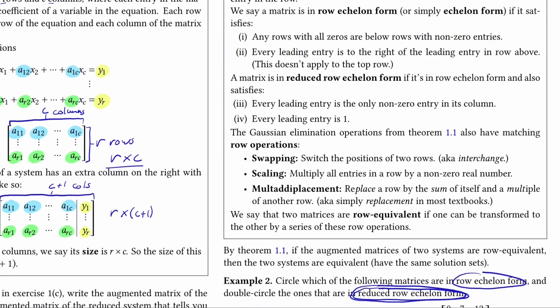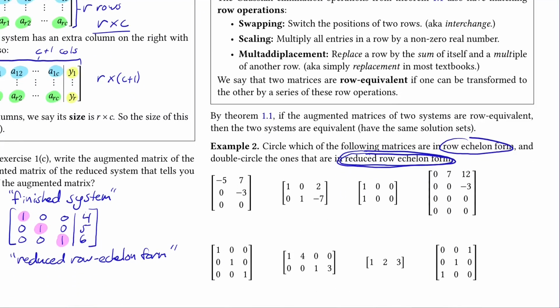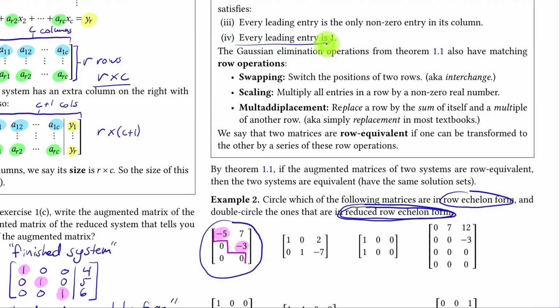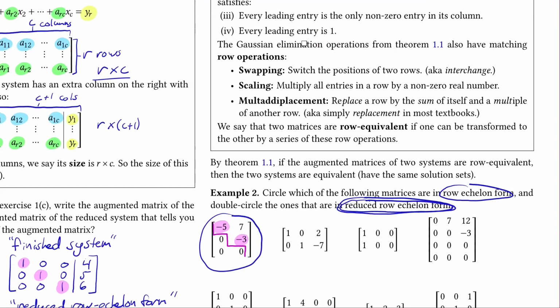Then let's look at condition 2. Every leading entry is to the right of the ones above it. Well, here's the leftmost non-zero entry in row 2. -5 is the leftmost non-zero entry in row 1. And -3 is to the right of -5. So yes, that is echelon form. We do have like a staircase shape here. So yeah, row echelon form. Is it reduced row echelon form? Well, no, because the leading entries need to be 1. And you can't have a 7 here because everything above the -3 has to be 0. All right, so it's not reduced row echelon form.